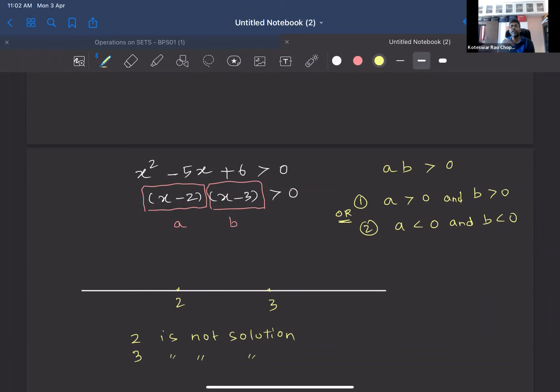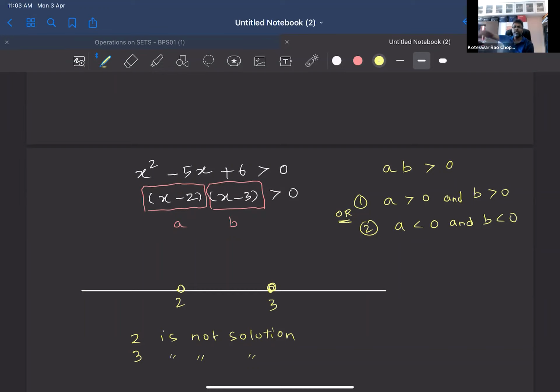Because 2 and 3 are not a solution, when you are using the number line, you place open circles there. Now, what are those open circles telling us? They're telling us that, because there is an open circle, it's like a gap.